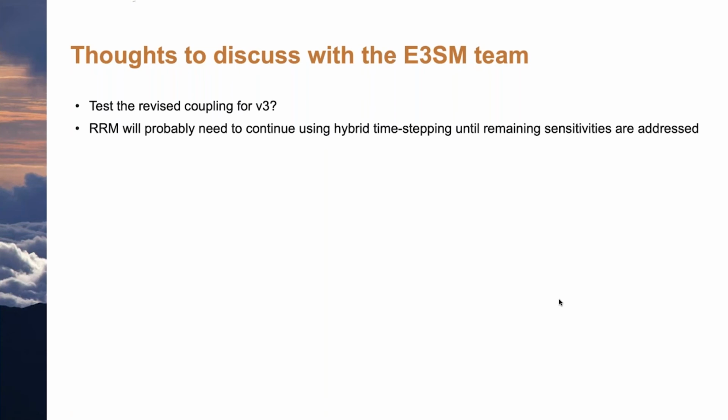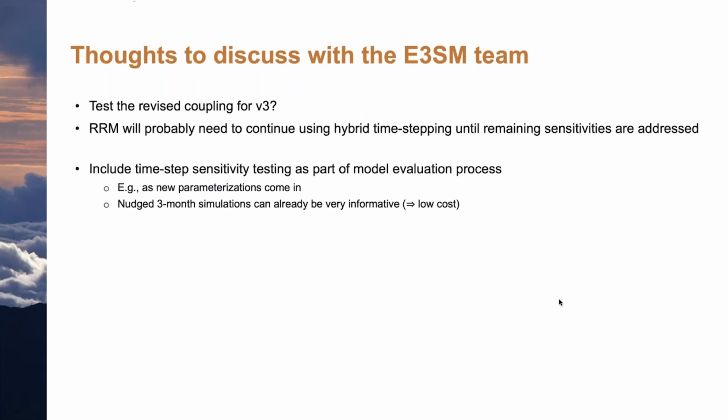Have we completely addressed the time step sensitivity problem? Certainly not. So as I mentioned repeatedly, there are still issues related to deep convection and ice clouds. So because of those, the RM configuration will probably still need to continue to use the hybrid time stepping until the remaining sensitivities are addressed. But we hope that we will be able to make further progress, and if we find something useful, we certainly will report back.